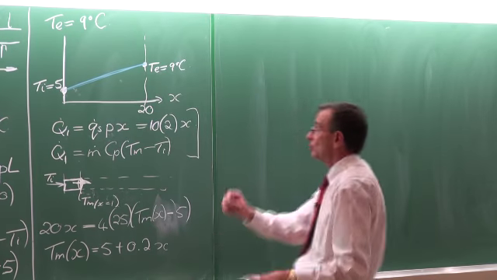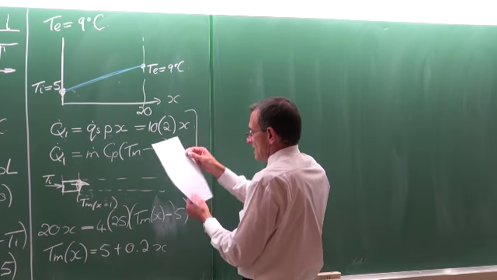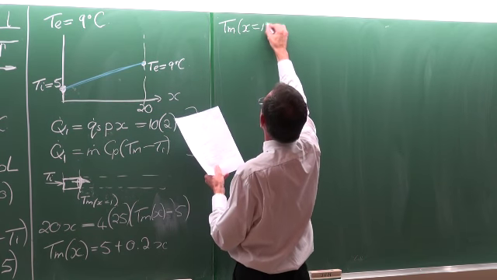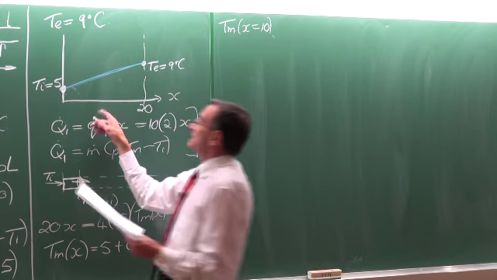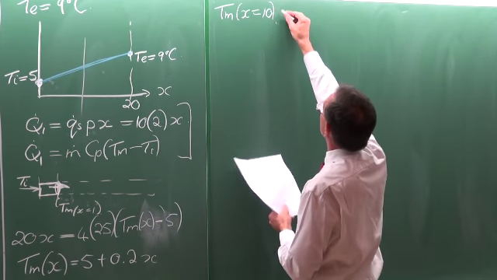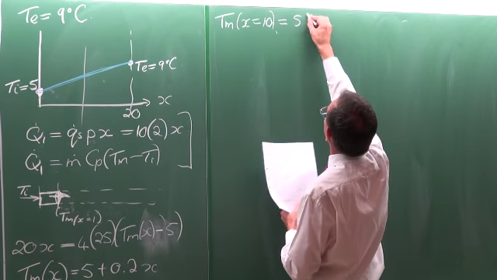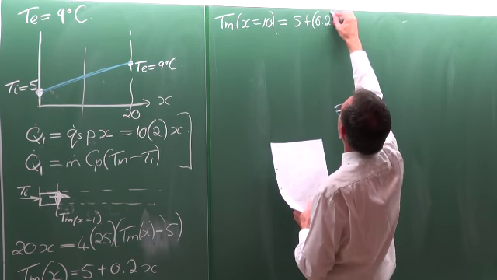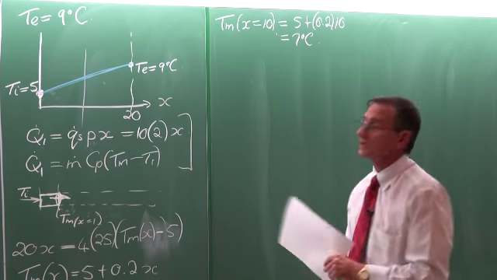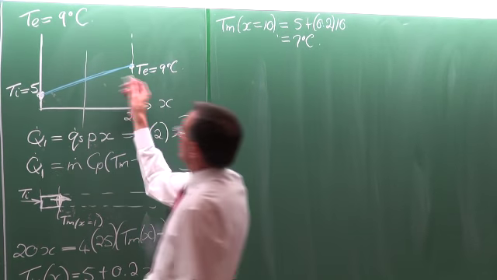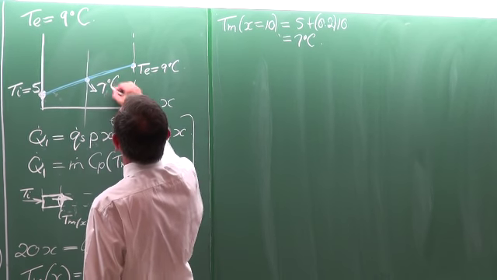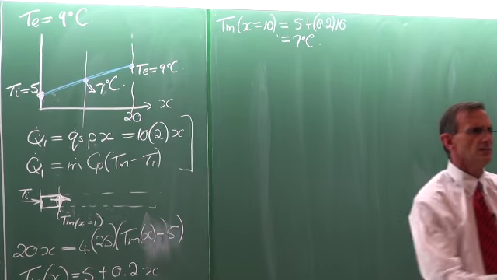And something which is very important normally is typically to know what is the mean temperature in the center. The center would be at 10 meters. So if we go and calculate it, then it would be equal to 5 plus 0.2 times 10, and that would give us a temperature of 7 degrees Celsius. So we can see the average there, that temperature there should be 7 degrees Celsius. Very simple.